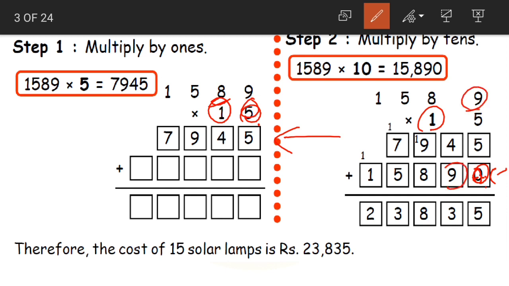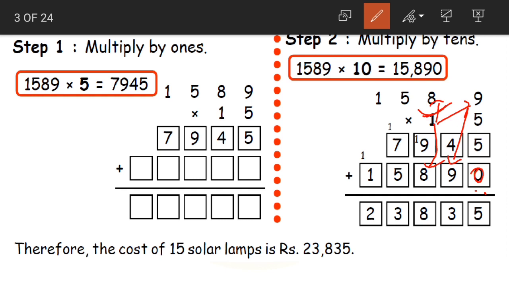1 nines are 9. 1 eights are 8. 1 fives are 5. 1 ones are 1. Clear children? What did we do for the second digit? We wrote 0 in the first place and after that we started multiplying. This is just the same. The only difference is that we are writing 0 here. Now what to do? We need to add these two.